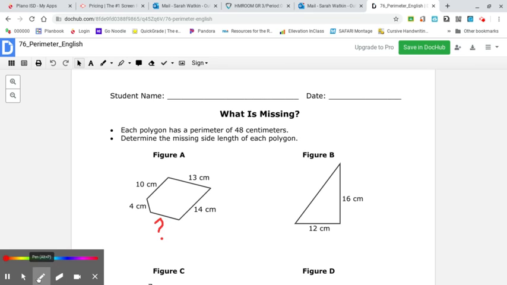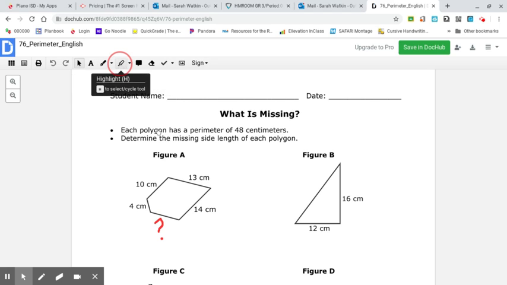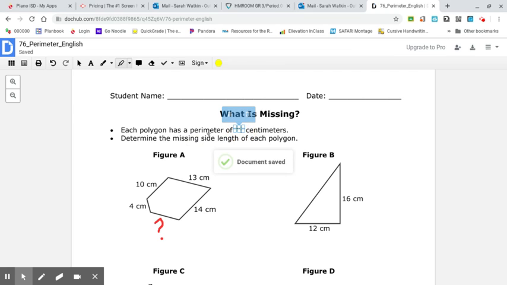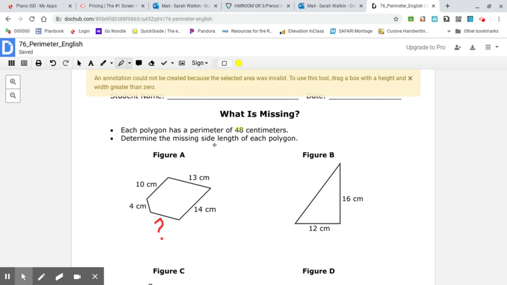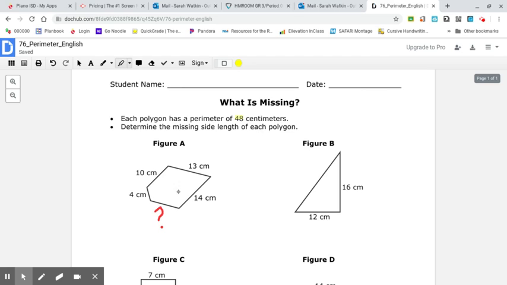Okay, so in order to find this missing side, we need to know what the perimeter is. And lucky for us, right here, it tells us that each polygon has a perimeter of 48 centimeters. So in order to determine the missing side length of each polygon, we can take this 48 centimeters and what we know here to figure out what that missing side is. Okay, so let's get to it.